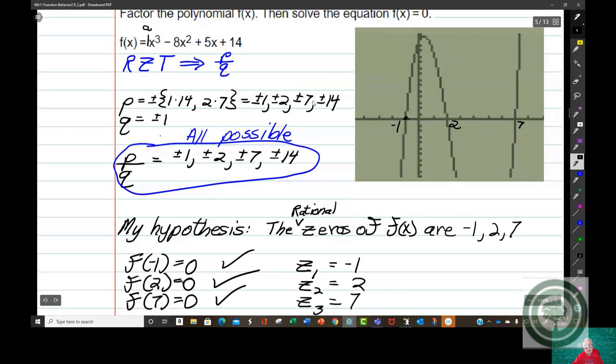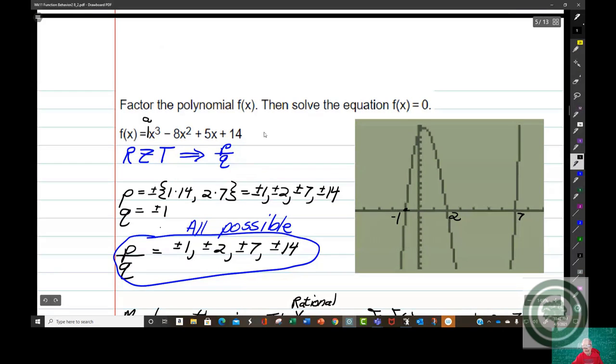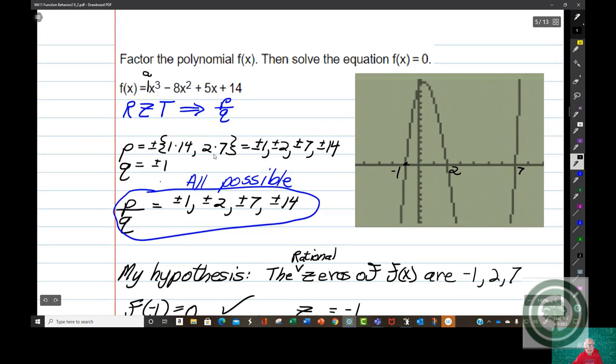And then we did another one yesterday. Same kind of problem. Using methods that you had not learned before yesterday, you couldn't factor this. But then using P over Q, you found all the possible rational zeros. Then you had to check and make sure they really were zeros. I mean, this may look like negative one, but how do you know it's not negative 1.001? You don't know. So you really have to check and make sure that the numbers you think are the zeros are the zeros. In grown-up math, you can't guess. You can't assume.